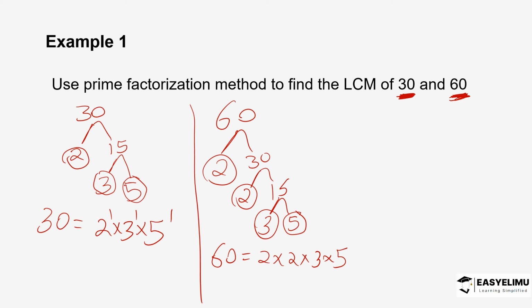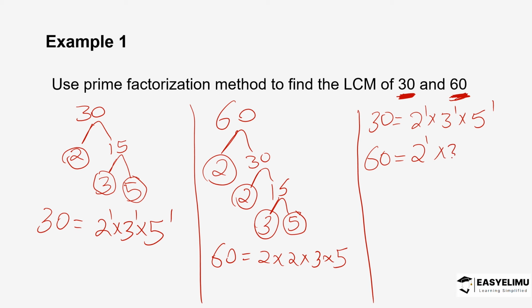So that is usually the first step, where you express both numbers 30 and 60 as a product of their prime factors in power form. So we have 30 equals 2 power 1 times 3 power 1 times 5 power 1. Then you have 60 equals 2 power 1 times 3 power 1 times 5 power 1. So we have the least common multiple of 30 and 60 is equal to.